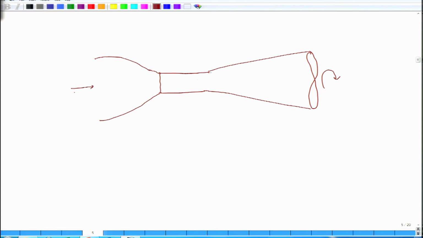This constant area passage is very much important, where we have to place the model. This is called the test section, and this converging portion is termed as the convergent cone, and this is known as the diffuser. This is a very simple schematic of a subsonic wind tunnel.